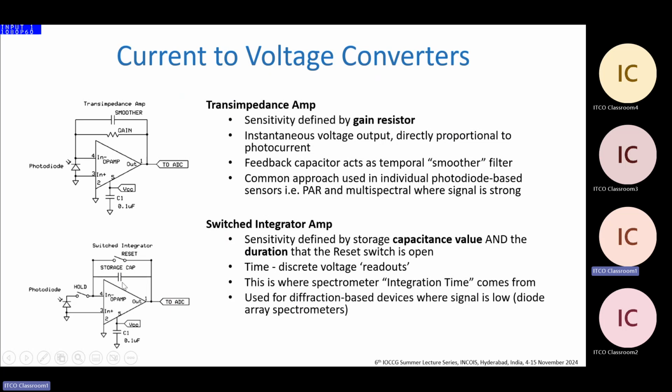Yeah, so you're building up current over a storage capacitor, and then when you're happy with the time, or happy with the amount of current that you've collected, you flip the switch, then you can digitize that, or take that voltage out and digitize it. So that time that you're collecting the current is commonly referred to as integration time. You would come across that if you've used hyperspectral radiometers or Ramses spectrometers, they've got the integration time.